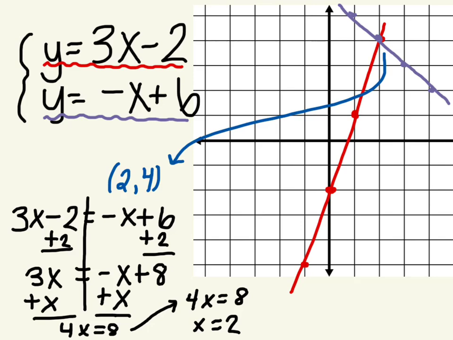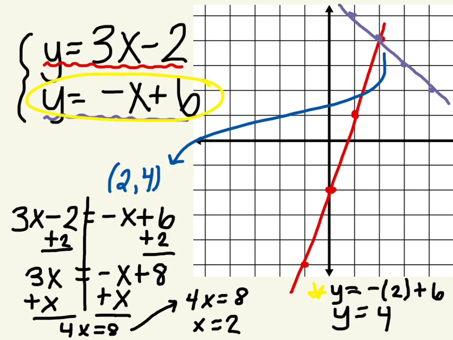I'm not done there. Now that I have my x value, I'm going to plug it into one of the two equations. It doesn't matter which one. I'm going to plug that x value into one of the equations to find the y value of the coordinate pair. Plugging in 2 for x leaves me with a y value of 4. I plugged it into the equation y equals negative x plus 6. It didn't matter which equation I chose, but that's just the one that I did.